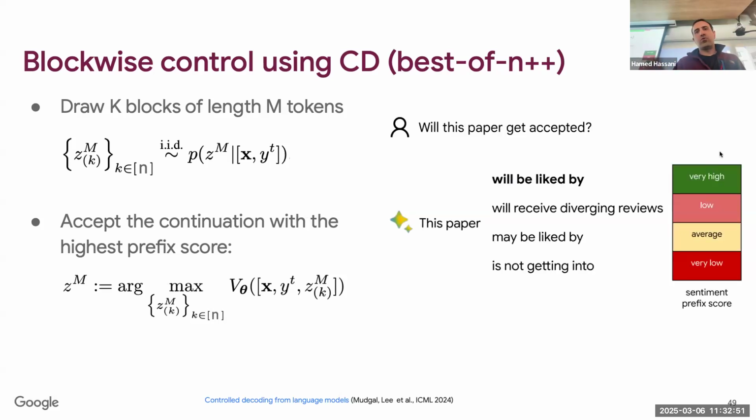Just to give an example: will this paper get accepted? Let's say there are these 4 continuations that we sample from the model, like "why is not getting into," etc. The one that has the best sentiment is the first one. We're going to keep that, drop the rest, and continue decoding.